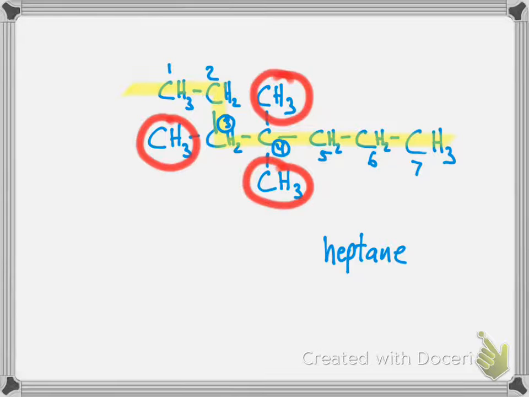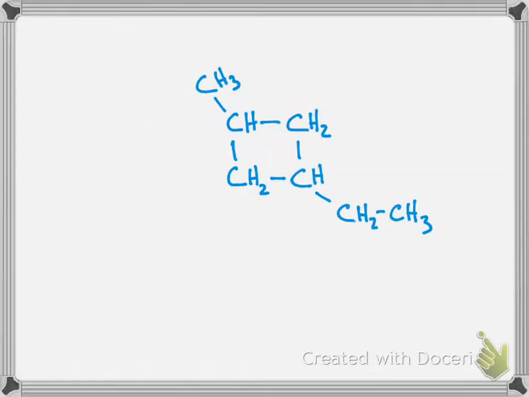So this is going to be 3, 4, 4. Everything gets a number, even if it's a repeated number, and there's 3 of them, so it's going to be trimethylheptane. 3, 4, 4, trimethylheptane. Take a look at another example here.